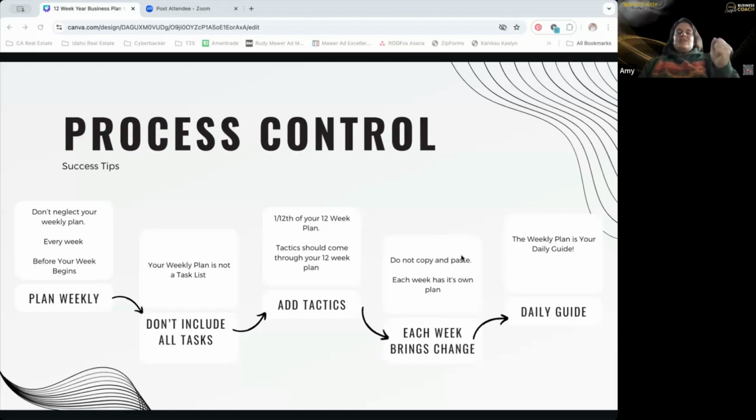Use the weekly plan as your guide each day. Keep it in front of you and reference it often. So even if we're going to take our weekly plan and put it on our calendar and time block, we probably need to print out both of those things so that we have: here's the key tactics that I'm knocking out this week, and here's where it is on my calendar. Any questions, thoughts, or ahas on process control?